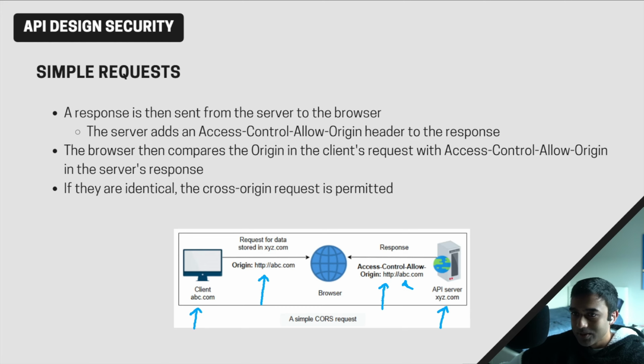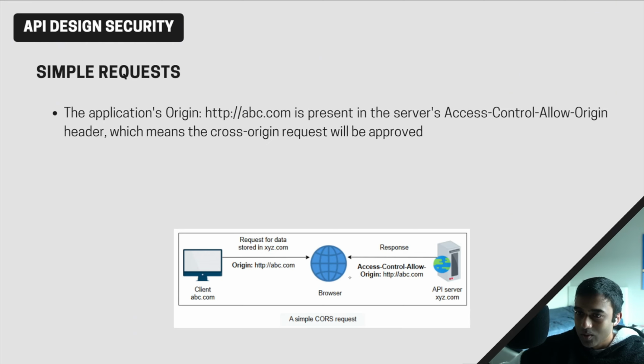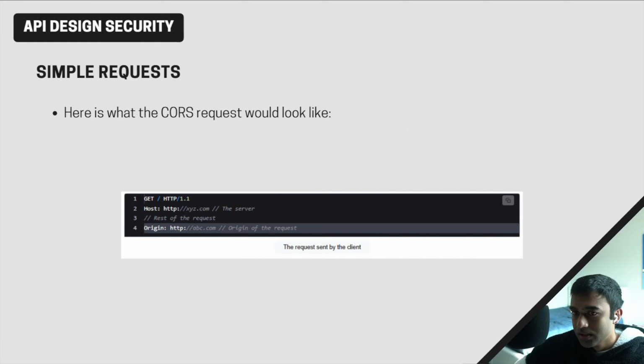And then the browser compares the origin in the client's request with the access control allow origin in the server's response. And if they're identical, the cross origin request is permitted by the browser, right? So the browser will compare the two and accept that request. And the application origin abc.com is present in the server's access control allow origin header, which means the cross origin request will be approved. So here's what the CORS request would look like.